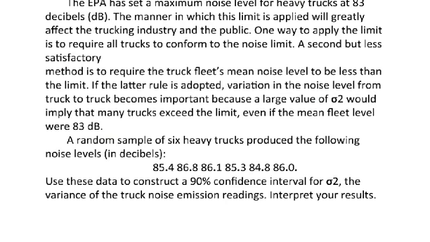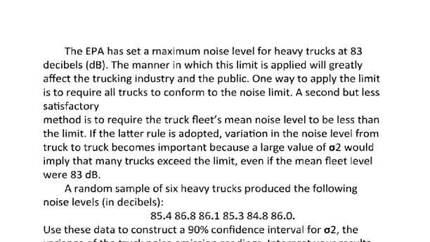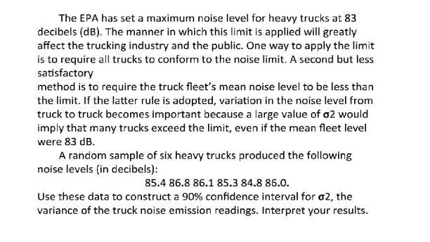So let's take a look at one example here. You have a maximum noise level for heavy trucks at 83 decibels. One way to apply the limit is that it requires all trucks to conform with that noise limit. Then you could have another method, and if the latter rule is adopted, then the variation in the noise level from truck to truck becomes important. Now, because a large value of sigma squared, the variation, would imply that many trucks exceed the limit, even if the mean of the fleet were about 83.